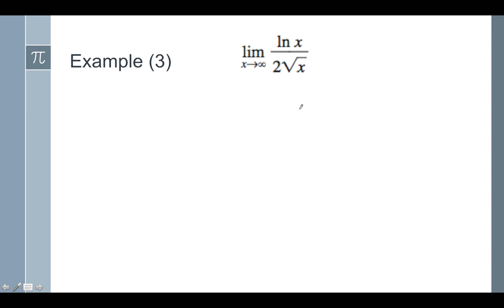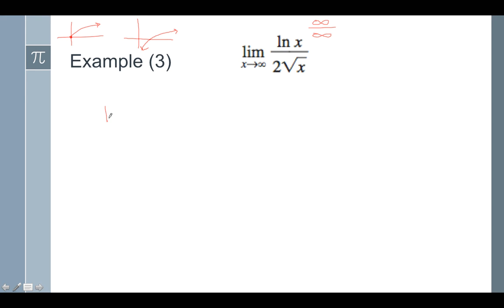Now, some of this you might have to really think about. The natural log of x, I always think about things graphically. What's happening as x goes to infinity? Well, natural log of x looks like this. As x gets really big, y just keeps getting bigger and bigger. So that means my numerator is infinity. And 2 radical x looks like this. And as x gets bigger, again, y continues to get bigger. So we get the indeterminate form infinity over infinity, which means we need to find the derivative.